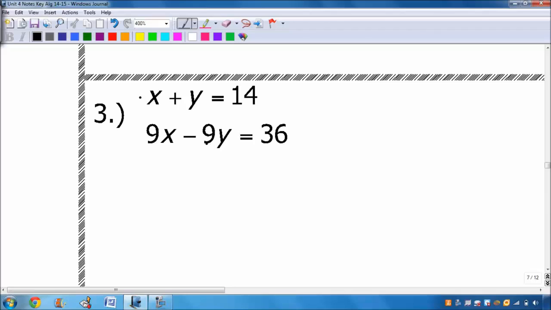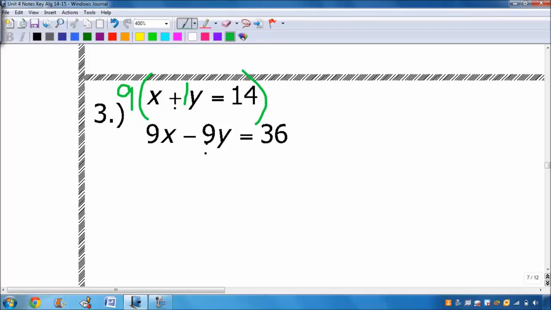So I'm going to get either the x's to line up or the y's to line up and to have the exact same coefficients except opposite signs. So again, it's your choice. I'm going to choose the y only because this y and this y are opposite signs already. So that gives me one less thing to worry about. So what I'm going to do is multiply the top equation by 9 because the least common multiple of 1 and 9 is 9.